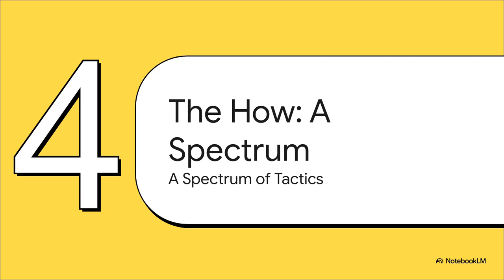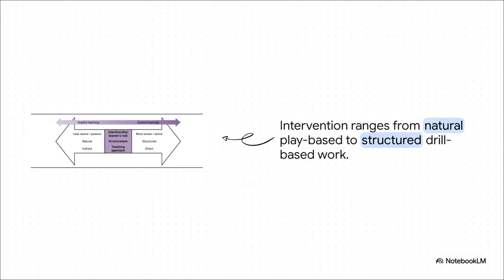All right, so we've covered the why and the what. Now we get to the main event, the how. What does a therapist actually do in the room? Well, it's not just one thing. It's a whole spectrum of different tactics they can pull from. It's all about this continuum of naturalness. This shows the whole range of options, from stuff that looks and feels like everyday life, all the way to highly structured, drill-based exercises on the other end. And a really good clinician knows how to dance along this entire spectrum.